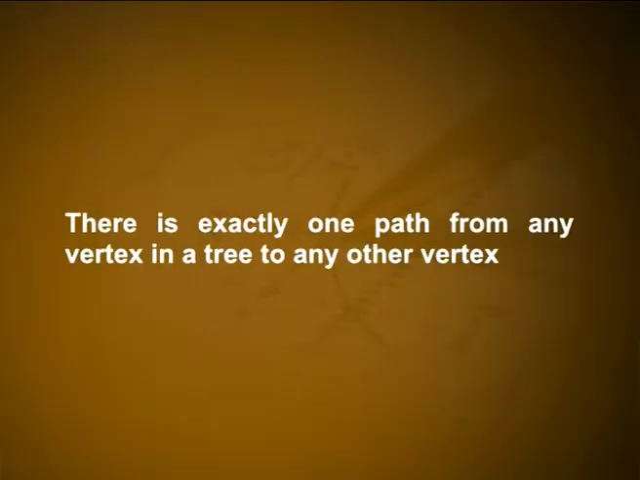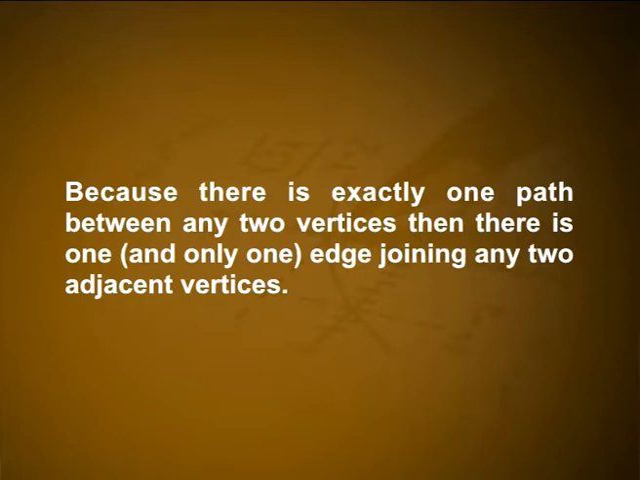There is exactly one path from any vertex in a tree to any other vertex. If there were two or more paths between any two vertices, then the two paths would form a cycle and the graph would not be a tree. Because there is exactly one path between any two vertices, there is one edge joining any two vertices. If this edge is removed, the graph is no longer connected and so it is not a tree. So, the removal of any edge from a tree disconnects the graph.